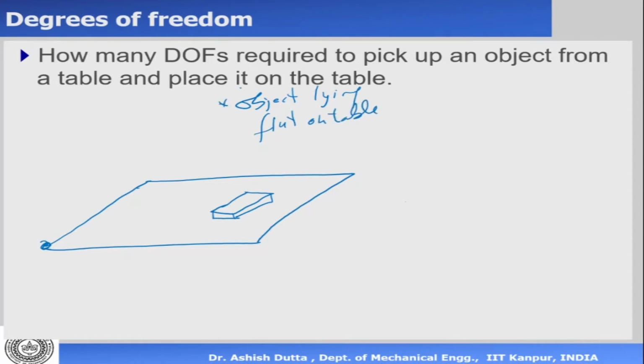So I want to pick up this object and place it somewhere else. This is one object, this is the table. I want to pick it up and place it like this. I placed it like this now, on the table, flat on the table. Please note that it is flat on the table.